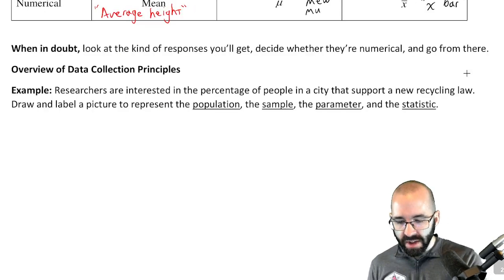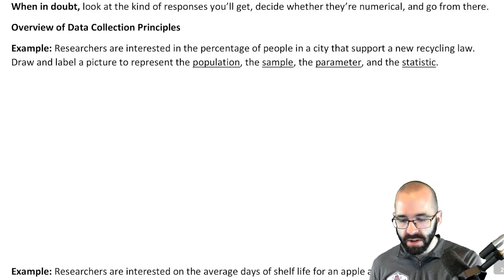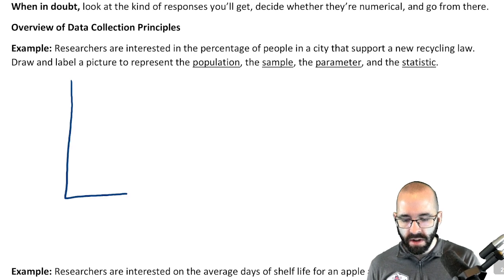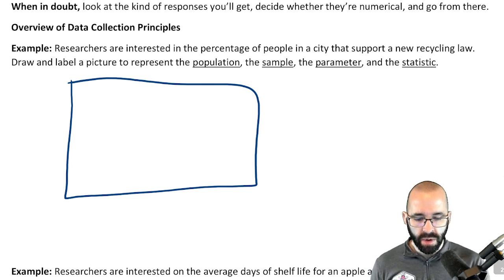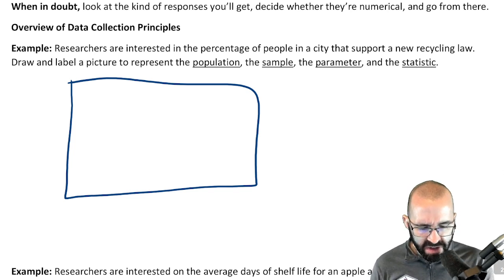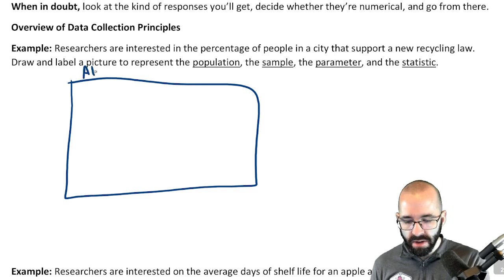Oh, okay, good. So just like before, in the very first video, we can draw a big picture. All right, this is the whole population. Oh, wait, what is the population? We're interested in the percentage of people in a city. Oh, so this is going to be all people.